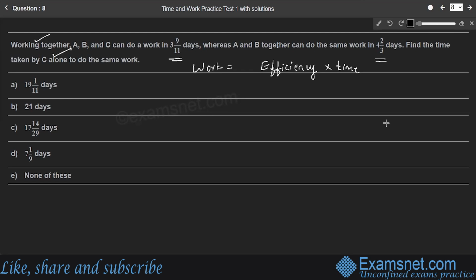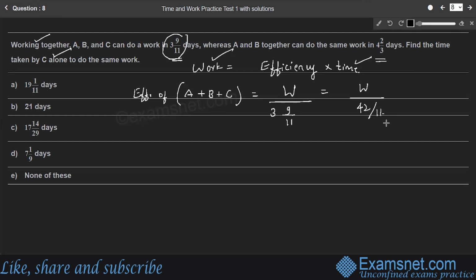So A, B, C means we'll consider the efficiency of A, B and C together is equal to total work by number of days they are taking. They are taking 3 integer 9 by 11 days, right? Therefore, we'll consider A plus B plus C. Together their efficiency is total work W by number of days taken by them, 3 integer 9 by 11 days, which is equal to W by, so 33 plus 9, which is 42 by 11 is their efficiency.